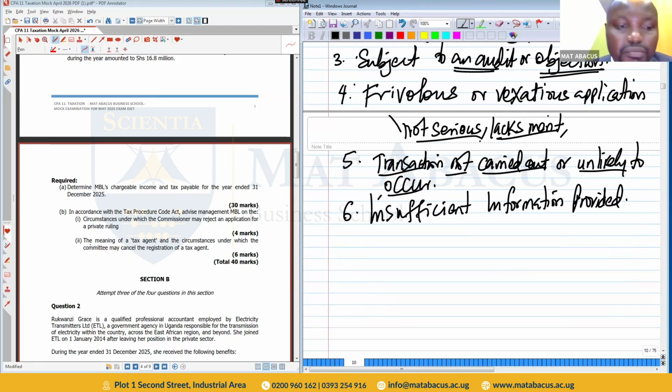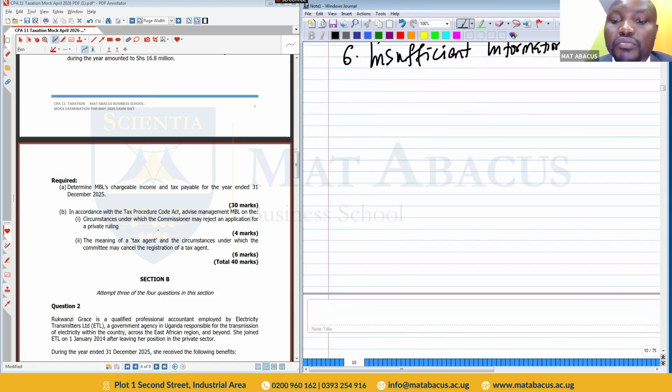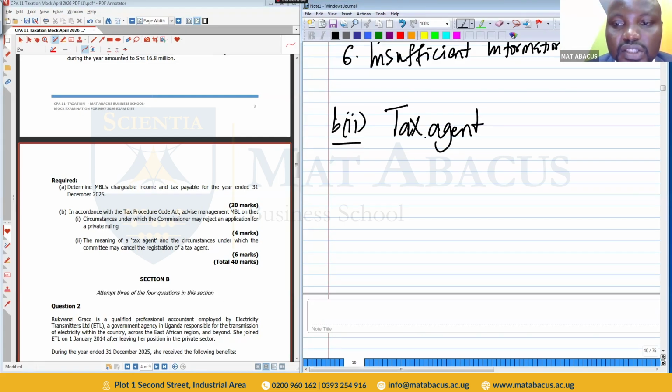Part B, Roman 2, was asking about a tax agent. It said: explain the meaning of a tax agent and the circumstances under which the committee may cancel the registration of a tax agent. Now, what you need to understand is who an agent is.